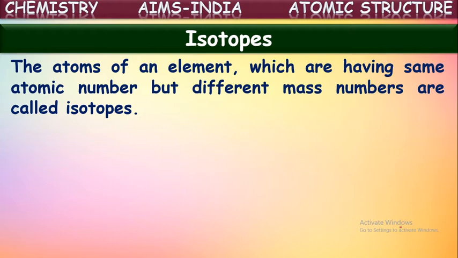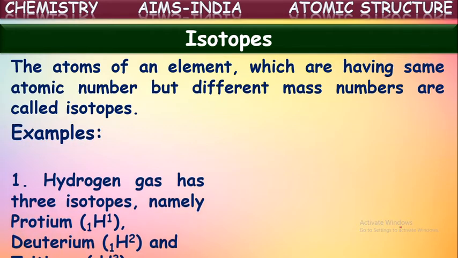The atoms of an element. So from an element, if you collect the atoms, they will have the same atomic number. Atoms of an element all have the same atomic number. But sometimes their mass number might change because of a difference in the number of neutrons. So anyhow, the atoms of an element which have the same atomic number but different mass numbers are called isotopes.